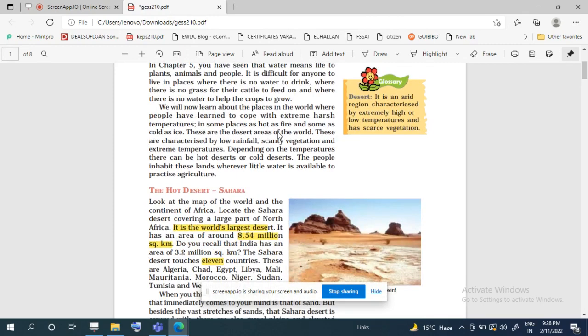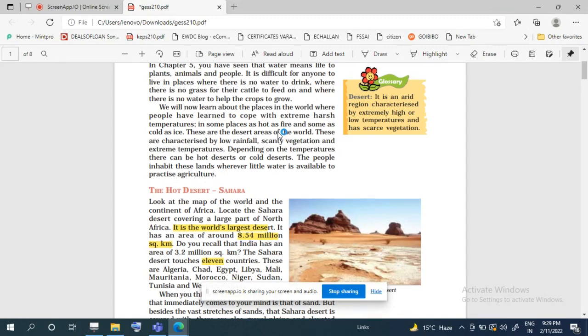And the desert can be of two types: the hot desert and the cold desert. The hot desert is where the temperature is very high, and the cold desert is where the temperature is very low. But what is common in both these deserts is the scarcity of water. So first of all, we will discuss the hot desert of Sahara.